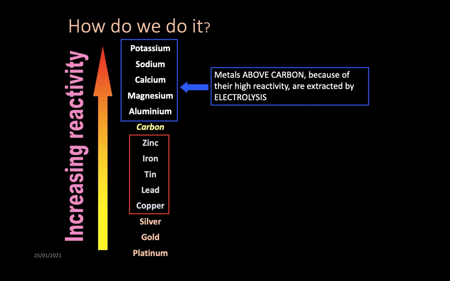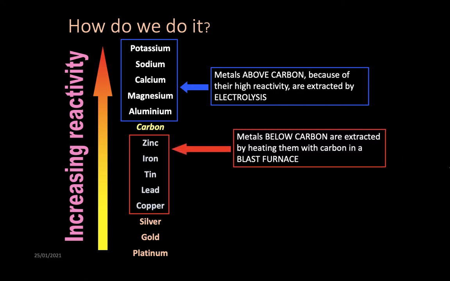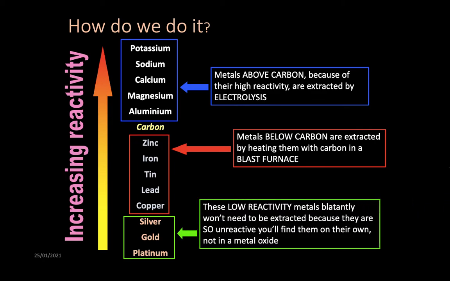Zinc down to copper, metals below carbon, are extracted by heating them alongside carbon in a blast furnace. We're going to look at that in a bit more detail in a second. Silver, gold and platinum have very low reactivity. They won't need to be extracted because they're so unreactive. You'll just find them on their own. They will not be in a metal oxide.